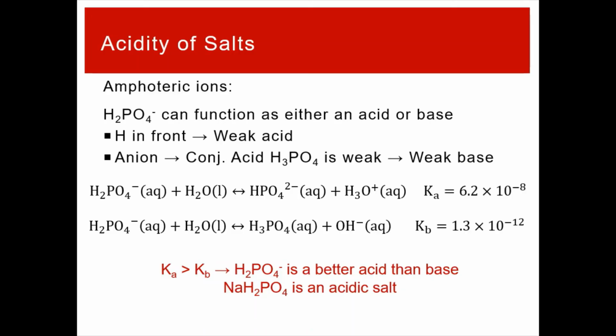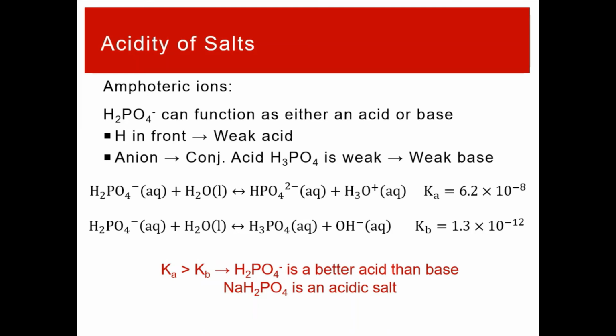Some ions can be tricky. For example, amphoteric ions like H2PO4 minus. It has H's in the front, so it's a weak acid. This thing can donate hydrogens. It is a weak acid. It's also an anion, and the conjugate is a weak acid, so this thing is also a weak base.